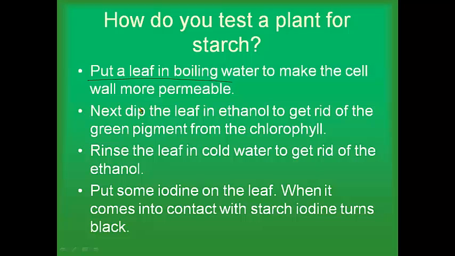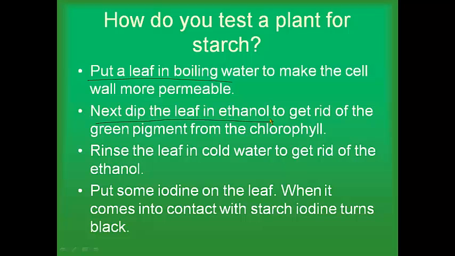Okay. Then we've got another problem. That chlorophyll is green. It's going to make it so we can't see the iodine turn from brown to black. So the second thing we're going to do is dip that leaf in something called ethanol. Ethanol is like a type of alcohol. And do not drink it though. It is not good for you. It is poisonous to you. It's not the type of alcohol that can be drunk.